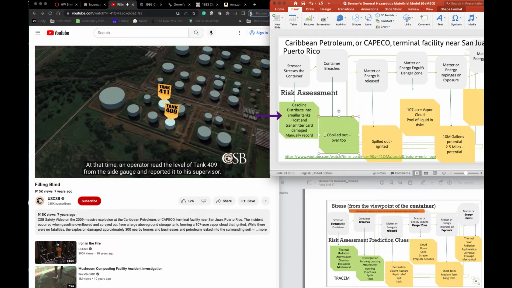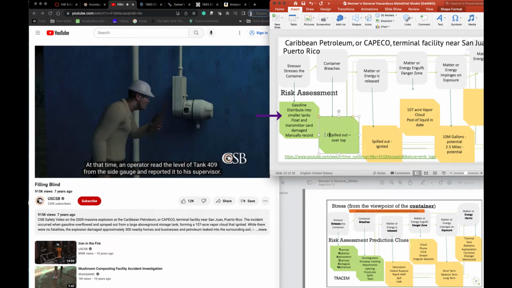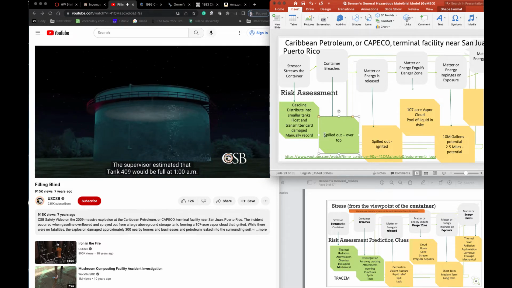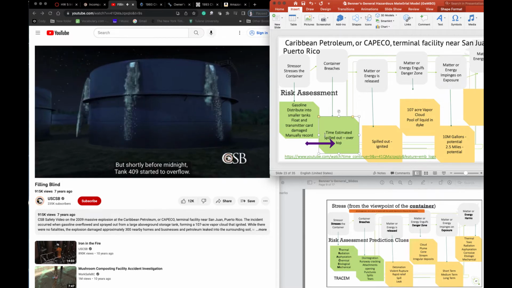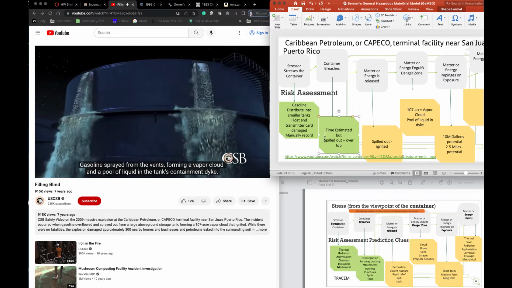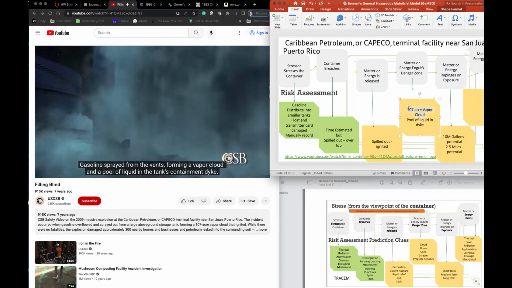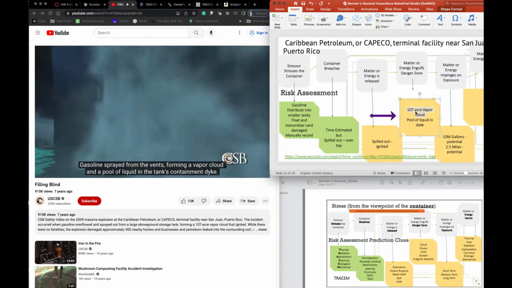At that time, an operator read the level of tank 409 from the side gauge and reported it to his supervisor. The supervisor estimated that tank 409 would be full at 1 a.m. But shortly before midnight, tank 409 started to overflow. Gasoline sprayed from the vents, forming a vapor cloud and a pool of liquid in the tank's containment dike.